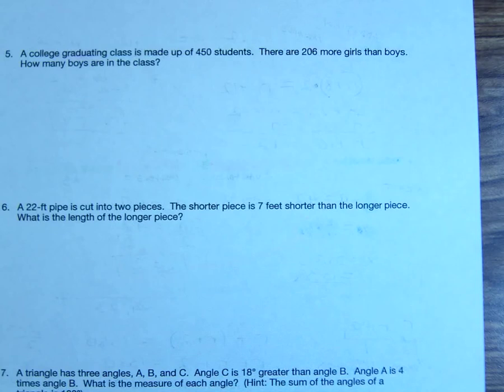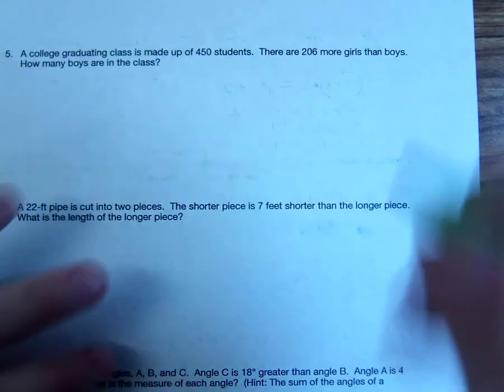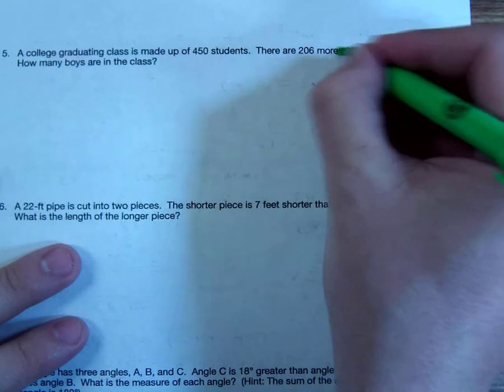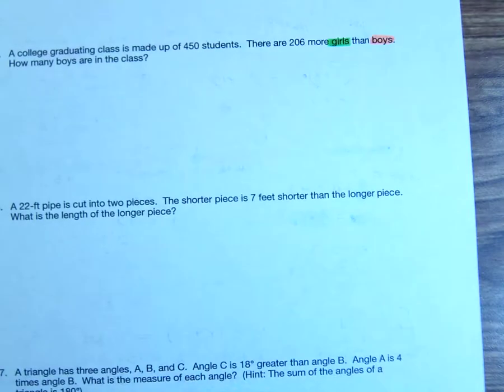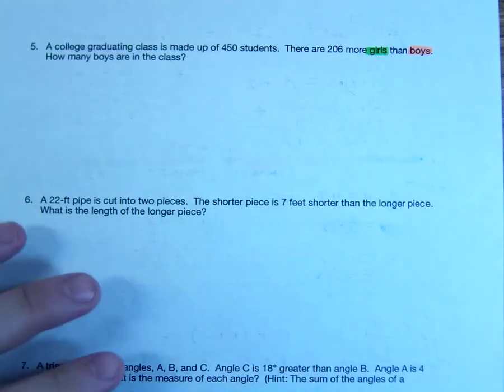Even though the problem's really just asking me about boys, I am going to need a variable for the girls as well because I don't know how many girls there are. So I'm going to need one variable for girls and a different variable for boys. Just to keep things simple, girls, we're going to use the letter B, and boys, we're going to use the letter G. I feel like that's probably the simplest way to do that.